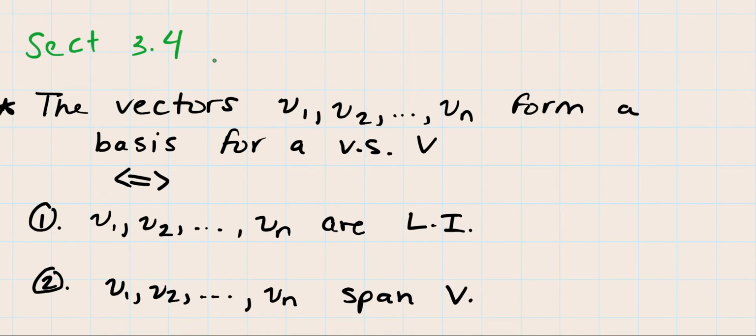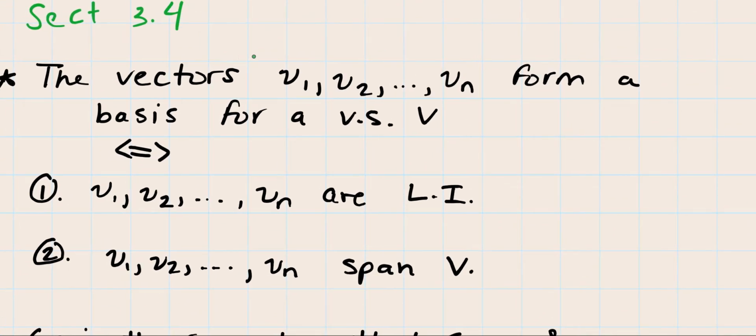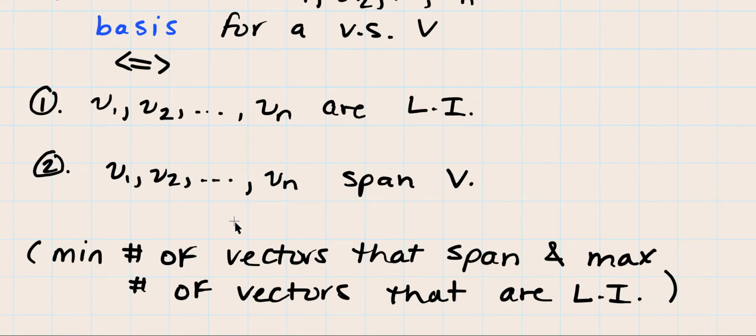And this is the beginning of section 3.4. So if we have a vector space V and n vectors from that vector space, we say that these n vectors form a basis for that vector space if and only if all of the vectors are linearly independent and all of the vectors span our vector space. This is a really important definition. Make sure you write it down and memorize it. So this is a good way to think of a basis. A basis is the minimum number of vectors that span and the maximum number of vectors that are linearly independent.